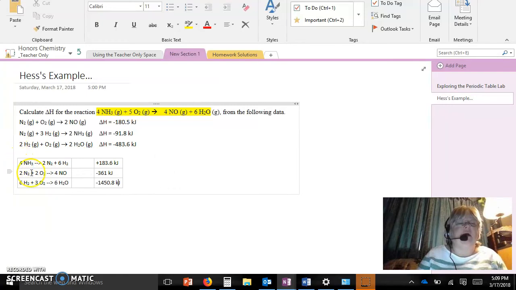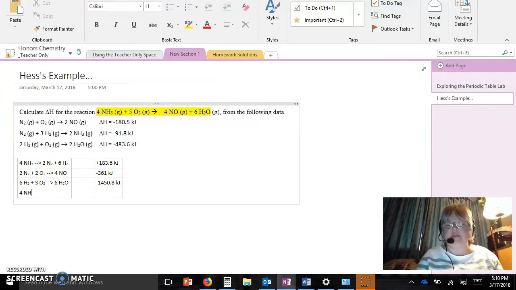First thing I see is I've got my 4 NH3s in my reactant, which is what I want, and I'm going to look at my products. I don't have any NH3 anywhere in any of my products. So that means this is going to stay as 4NH3 when I go to write my final reaction. Now, the next thing that I come across is 2 N2s in my product. So I'm going to look down here to see if I have any N2s in my reactants, and I do. So that means that I'm going to be able to cross this off.